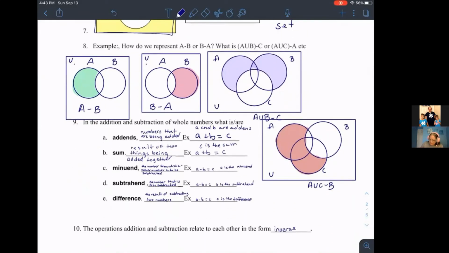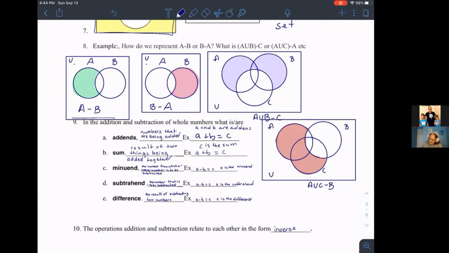Number 8, the example. How do we represent A minus B or B minus A? What is A union B minus C or A union C minus A, etc.? So A minus B would be on this first one right here. We have the set A and set B, and then they have some shared common elements. But we're trying to find just the A that is not part of B as well.